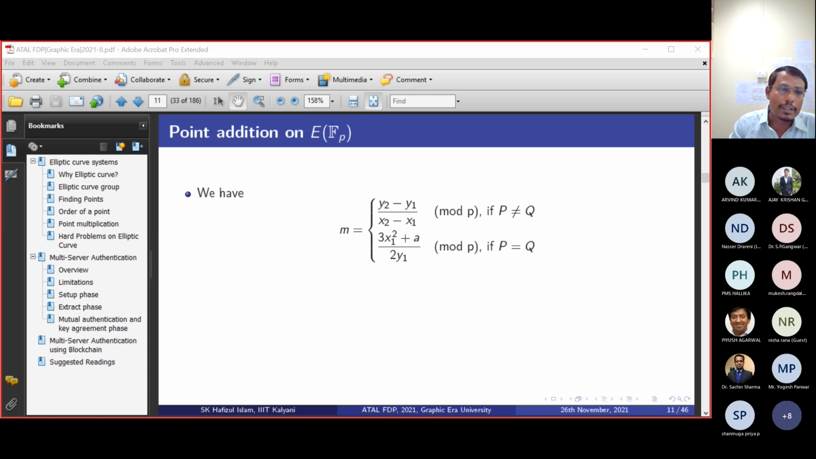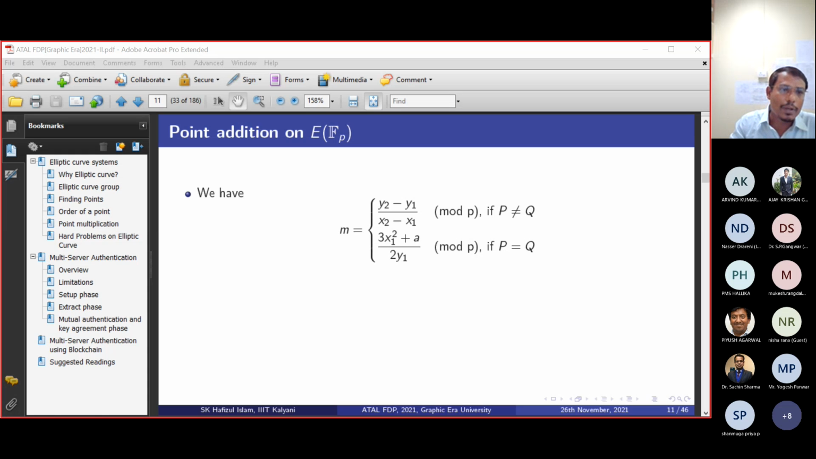We are trying to find out the tangent at any point. If both the points are the same, so here P equals Q, we are taking only the x1, y1 point. You take the derivative: 2y dy/dx is equal to 3x² plus a. So from here you can write dy/dx, the slope at the point x equal to x1, y equal to y1, as (3x1² + a) / (2y1). So this is the value of m if both the points are the same.